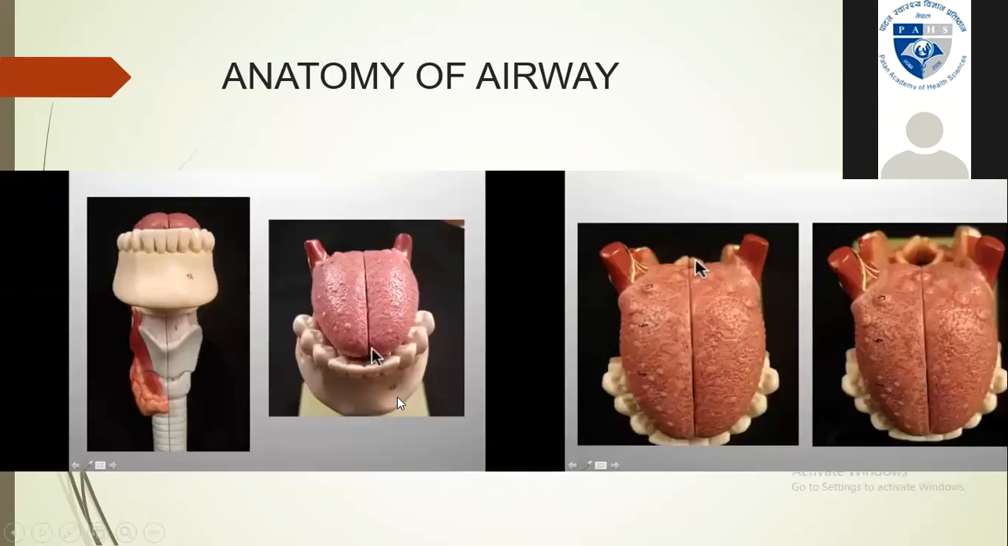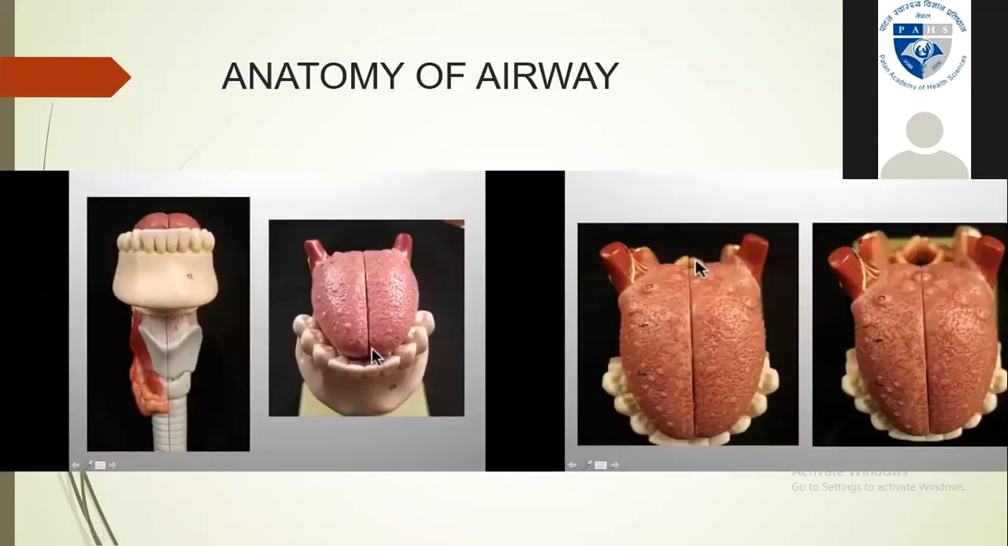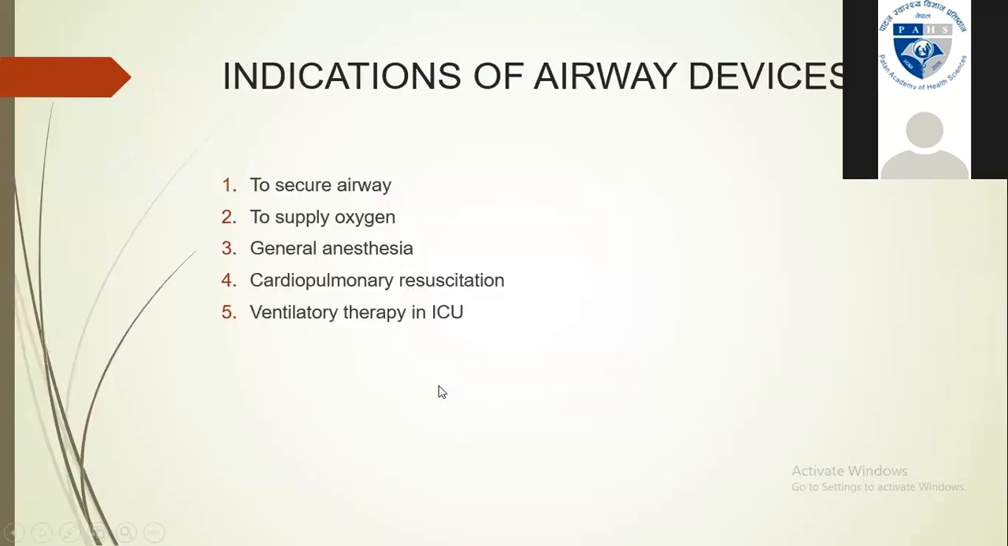So if we see our mouth from the start, first we can see the tongue. And as we gradually progress, we can see the base of the tongue, we have the vallecula, and from here, food passes through the side of this epiglottis. So this is the epiglottis, and if we see a laryngoscopic view, we can see the epiglottis, and here are the vocal cords. So this is the basic anatomy.